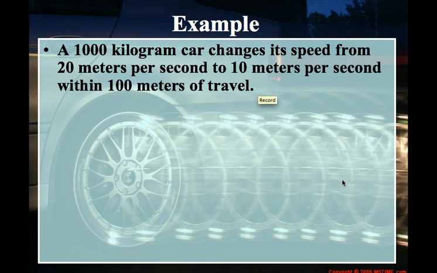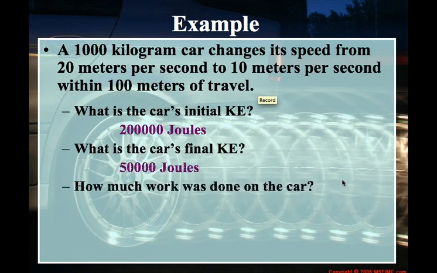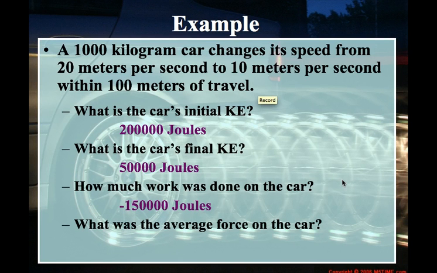So, another 1,000-kilogram car changes its speed from 20 to 10, slowing down. What's its initial KE? Well, we know that, 200,000 joules. Final KE, only 50,000 joules. So how much work was done on the car? Negative 150,000 joules. How can you have negative work?